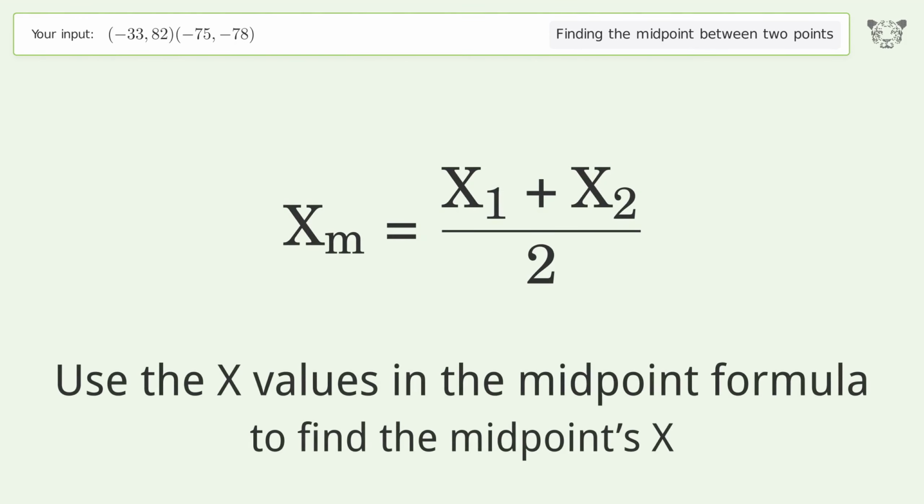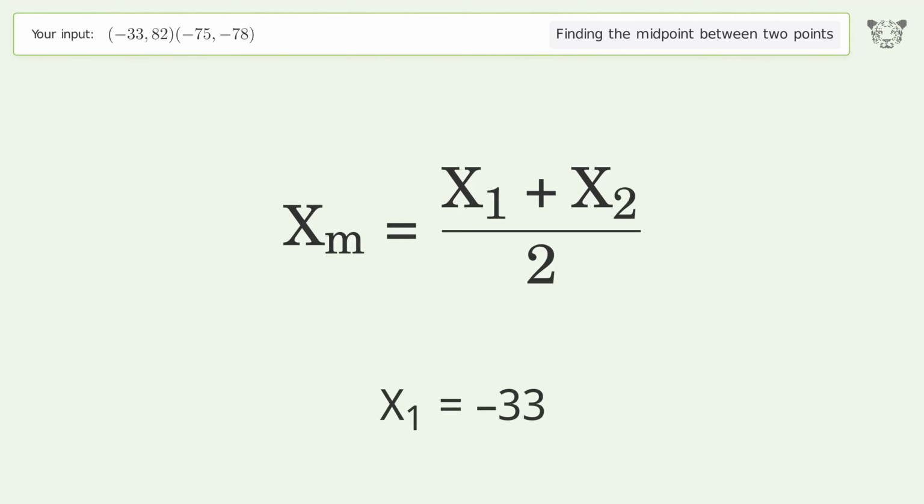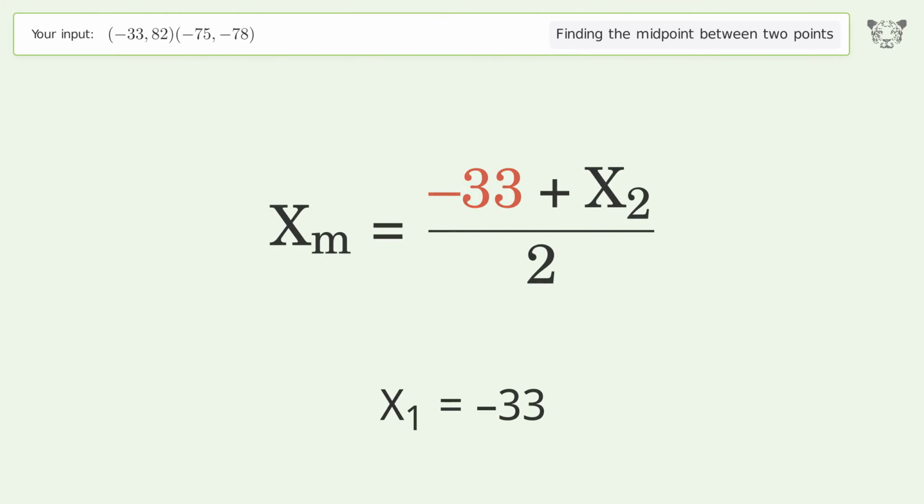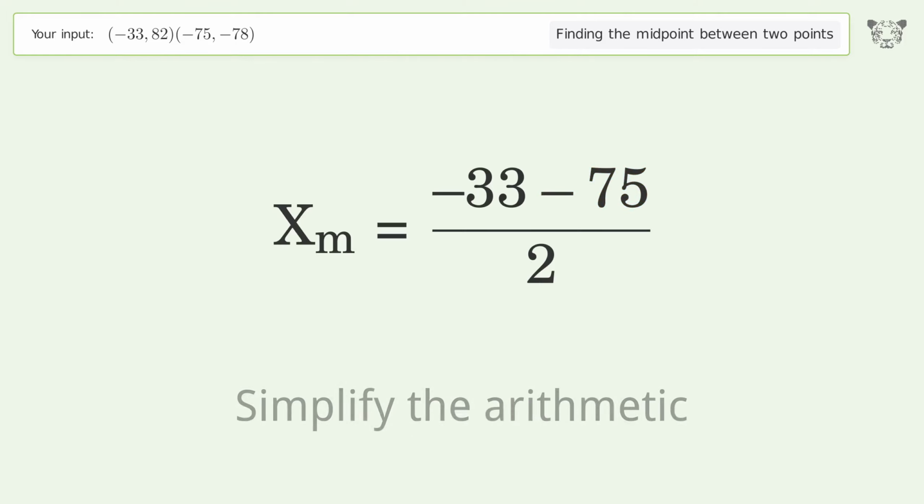Use the x values in the midpoint formula to find the midpoint's x. x1 equals -33. x2 equals -75. Simplify the arithmetic.